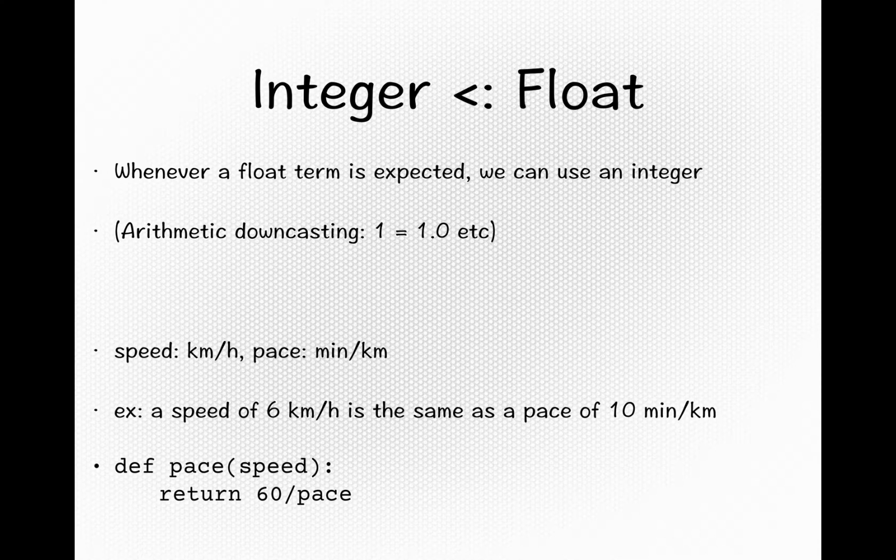And in 60 minutes, so in 1 hour, you will cover 6 kilometers. Let's define this function in Python, which takes speed and returns pace, and it does return 60 divided by speed. So then we run it for 5, so it's 5 kilometers an hour, 12 minutes per kilometer. Perfect. For 6, also perfect. For 7.5, also perfect. It says that it's 8 minutes.